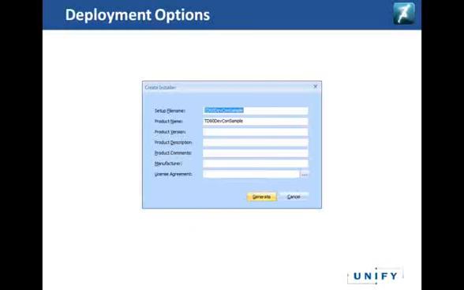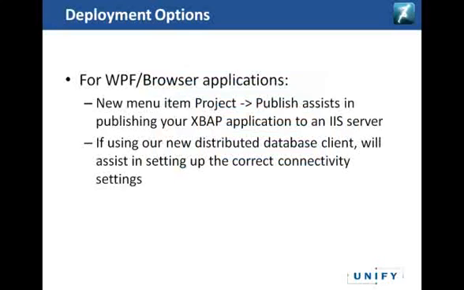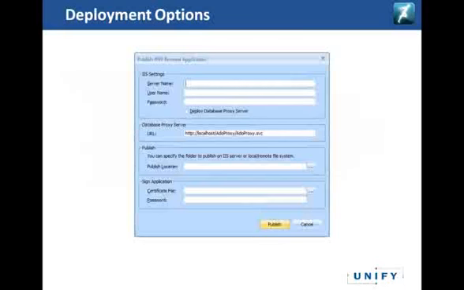For browser applications, it's a bit different. There's a new menu item, Publish, for XBAP applications that should be published to an IIS server. From that one, you can also enable the new distributed database client, which is the DB pipe client. You just say deploy database proxy server there.